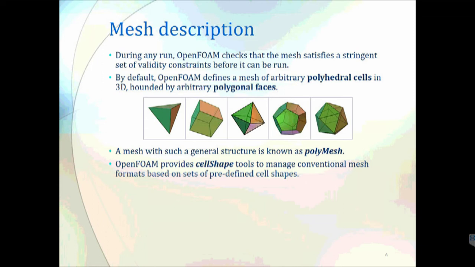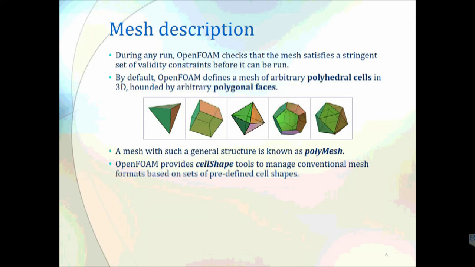Most of the default cases, and the vast majority of cases, involve meshes which have polyhedral cells. These polyhedral cells have different polygonal faces and they can be of various types. Of course, we will be discussing the most basic of these, a cuboid type of mesh, with our physical volume divided into different cuboid volumes. Now, a mesh with such a general structure in OpenFOAM is known as polyMesh.